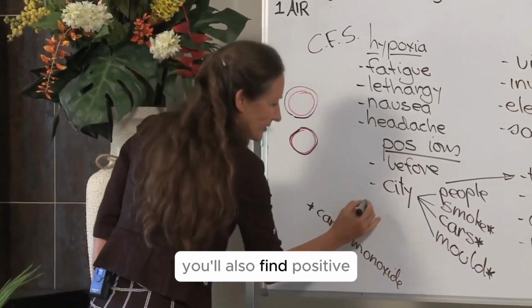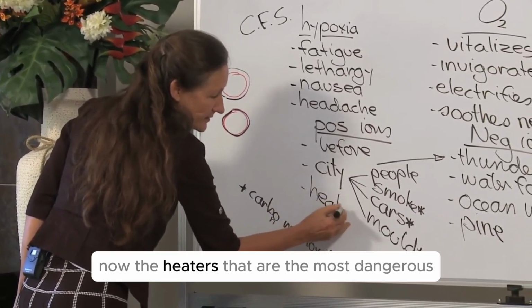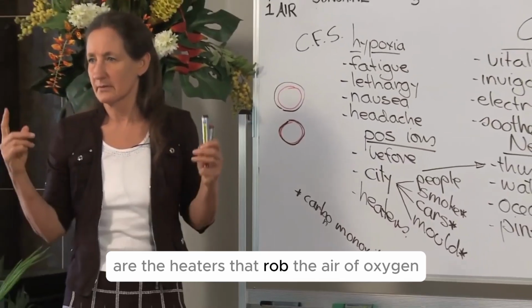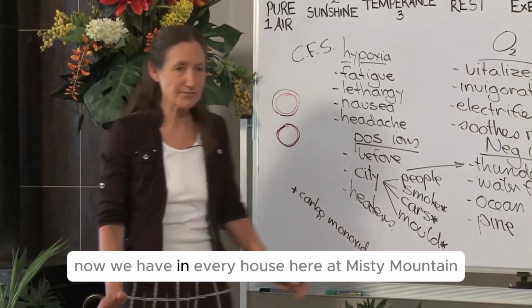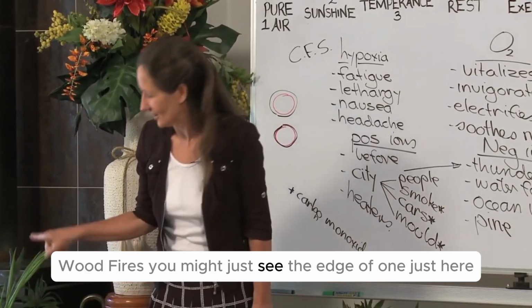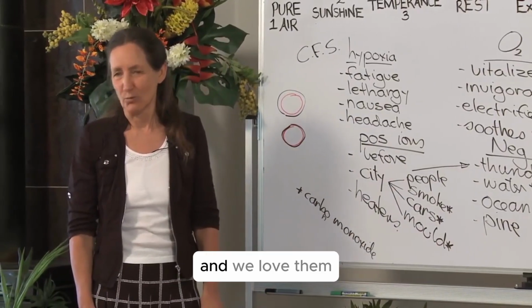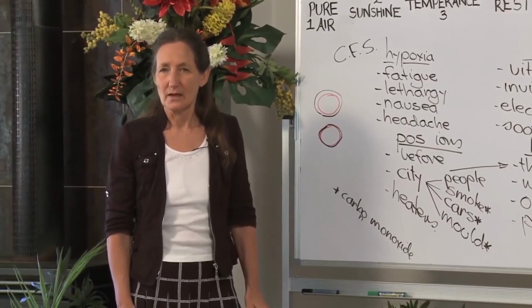You'll also find positive ions coming out of some heaters. Now the heaters that are the most dangerous are the heaters that rob the air of oxygen. Now we have in every house here at Misty Mountain wood fires. You might just see the edge of one just here. It's like a combustion stove. And we love them because it keeps our houses nice and warm.